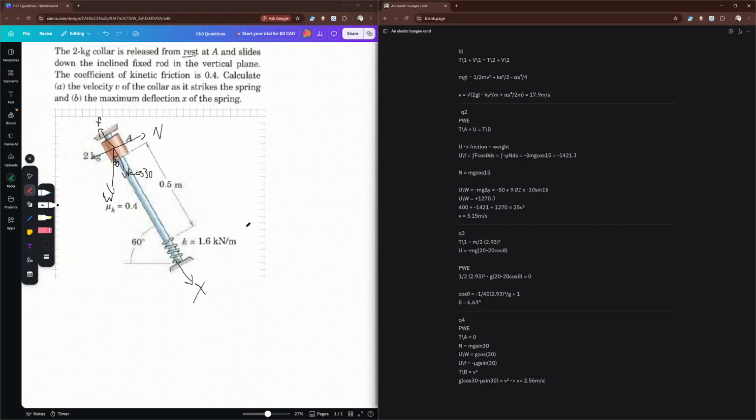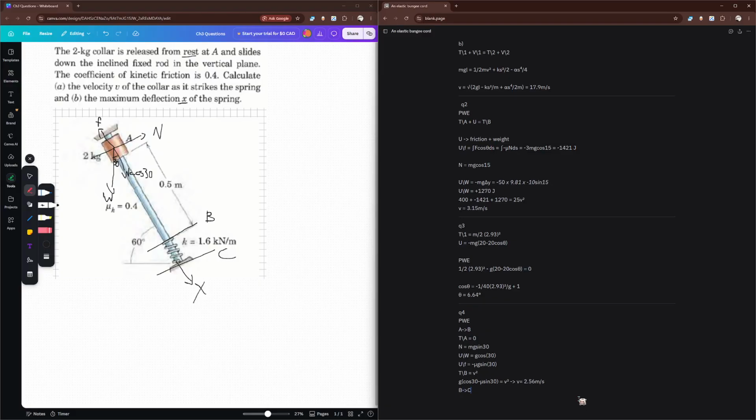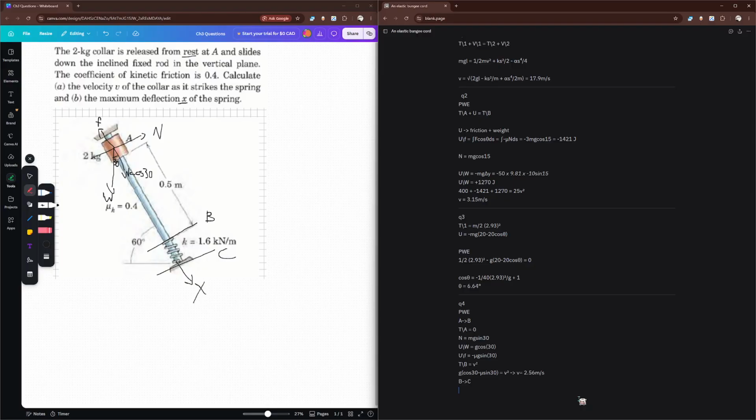Now we need to get our deflection of the spring, right? So if you consider this is our area B, the second we hit it, this is the velocity as it strikes the spring, and now we need to get from B to C, where we have a spring work. So this was from A to B, and this is from B to C. So here we have a TB, which we already got as TB is just V squared. Nice and easy.